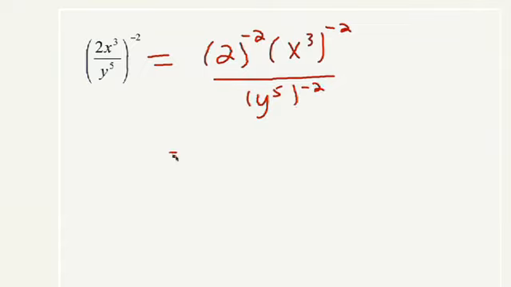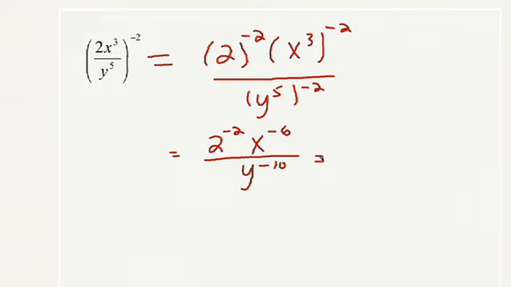All right, so let's just multiply exponents here. This is just 2 to the minus 2 power. 3 times negative 2 gives me x to the minus 6. 5 times negative 2 gives me y to the minus 10.